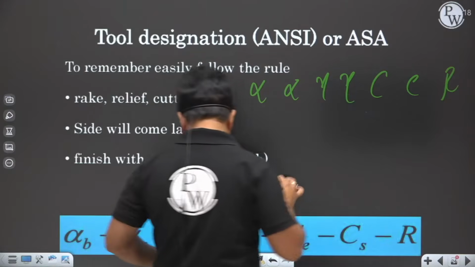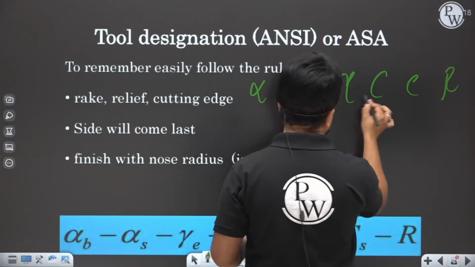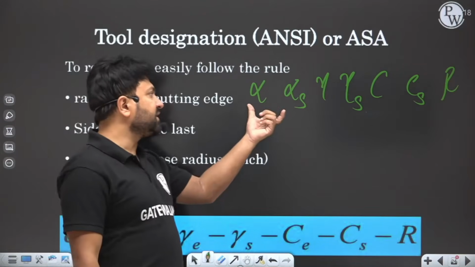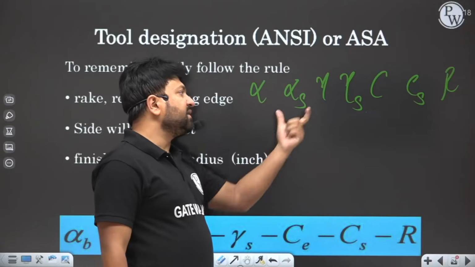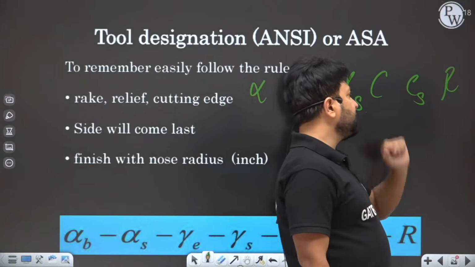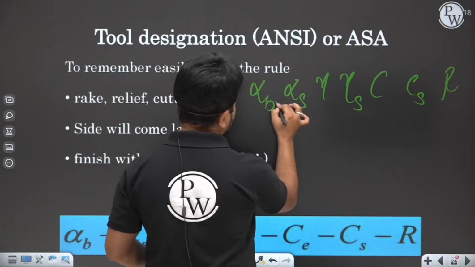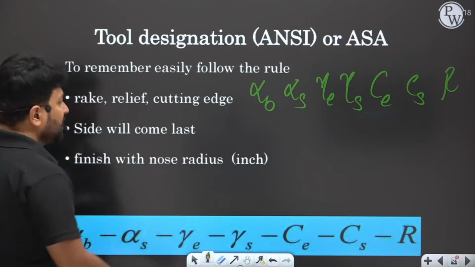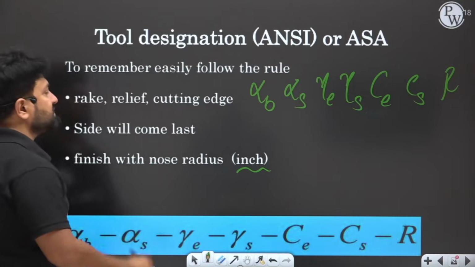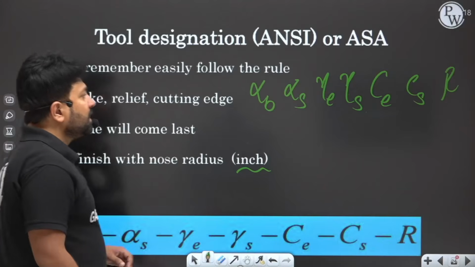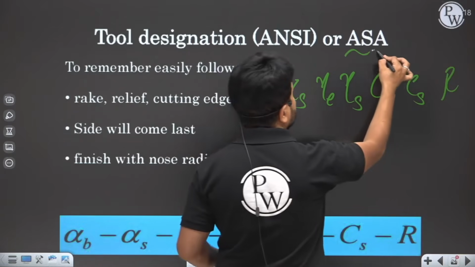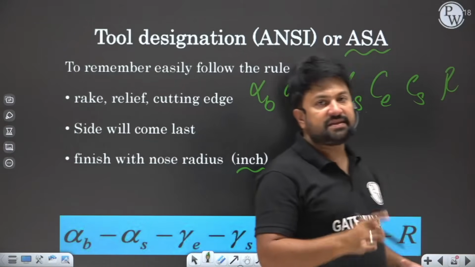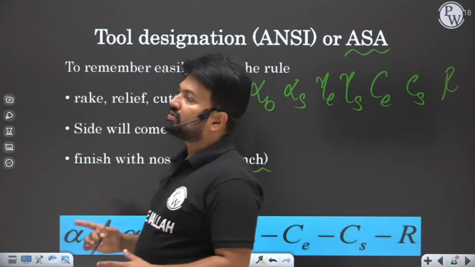In each system you have to write the side in the end. In the rake system, you write side in the end, in the relief system side in the end, in the cutting system side in the end, and write down the remaining one, that is the back rake angle, relief angle, and cutting edge. The nose radius generally will be in inch according to the ASA rule. As you know, according to ASA, understanding of the 6 angles and nose radius will be easier.